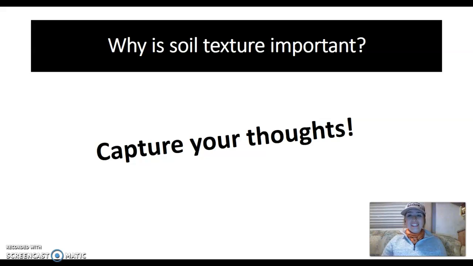Alright, so why is texture important? When we hear the word grit, we will quietly come up to the front of the room, grab a sticky note, write down why soil texture is important, place it on the whiteboard, and quietly sit back down. We'll have about 1 minute to do so. So when we hear what word, what are we doing? Where are we sticking our sticky note? How much time do we have? Alright, grit.